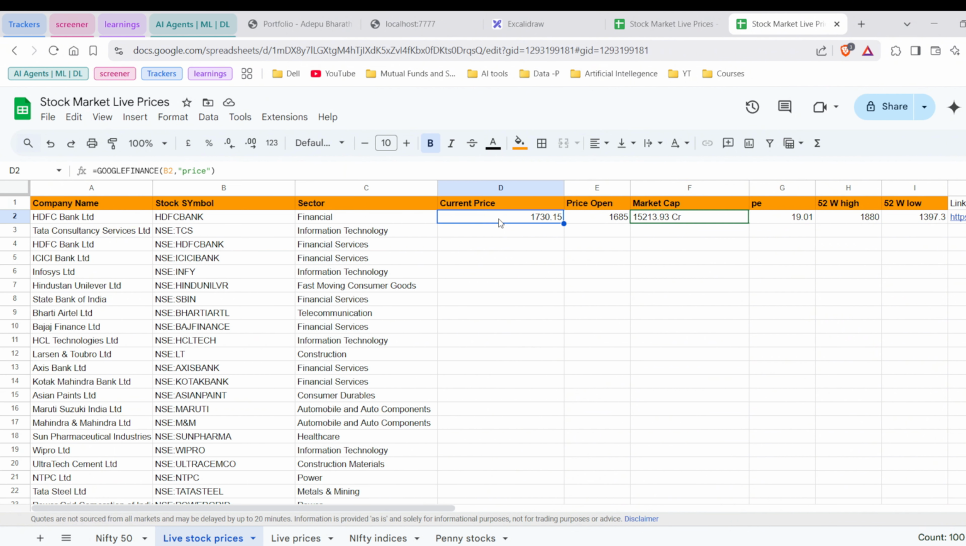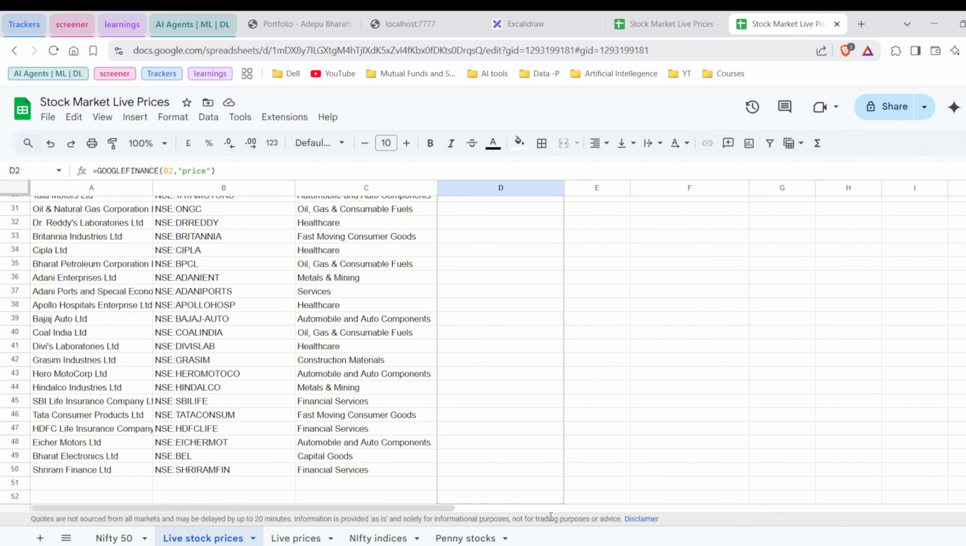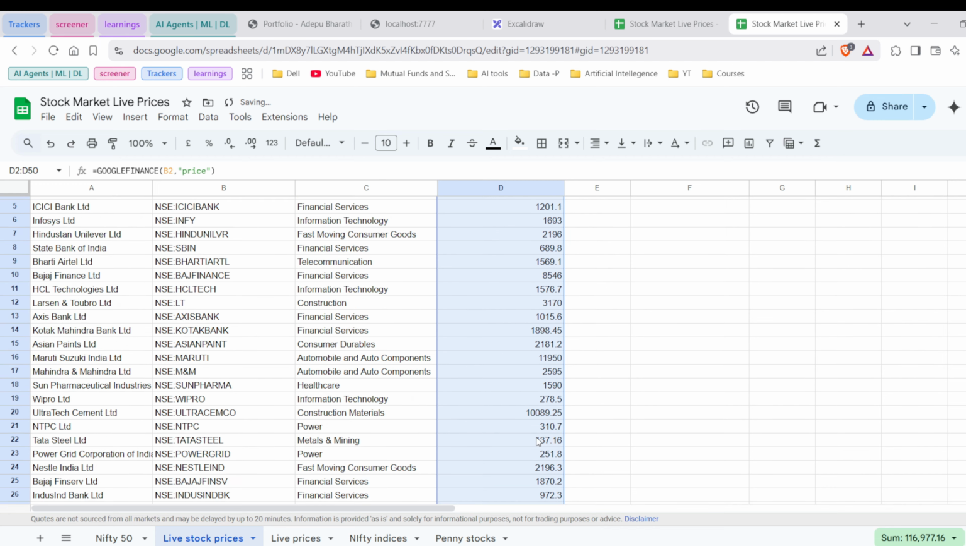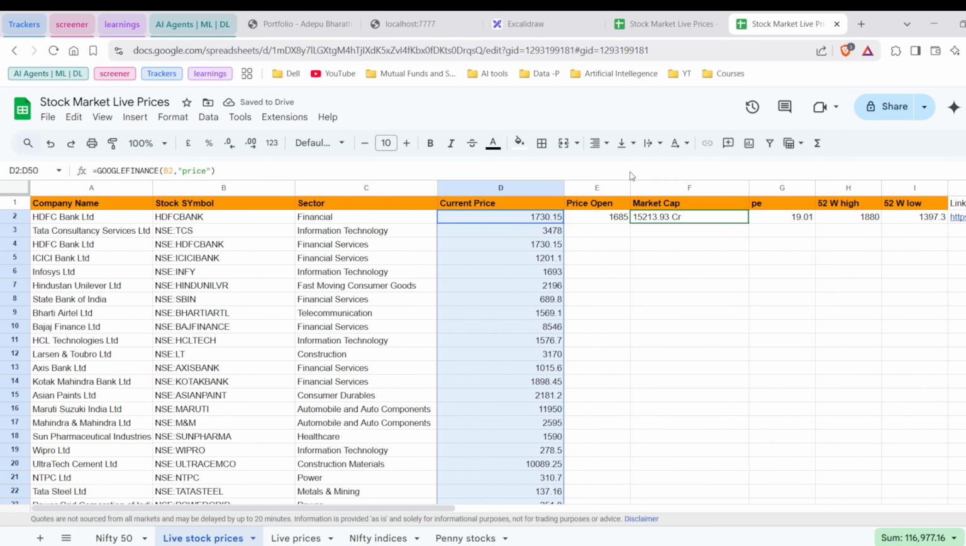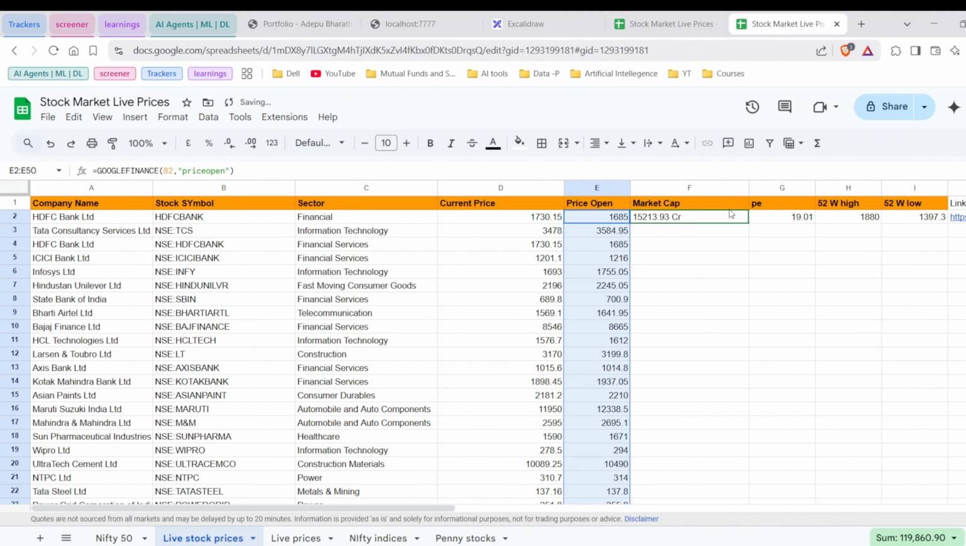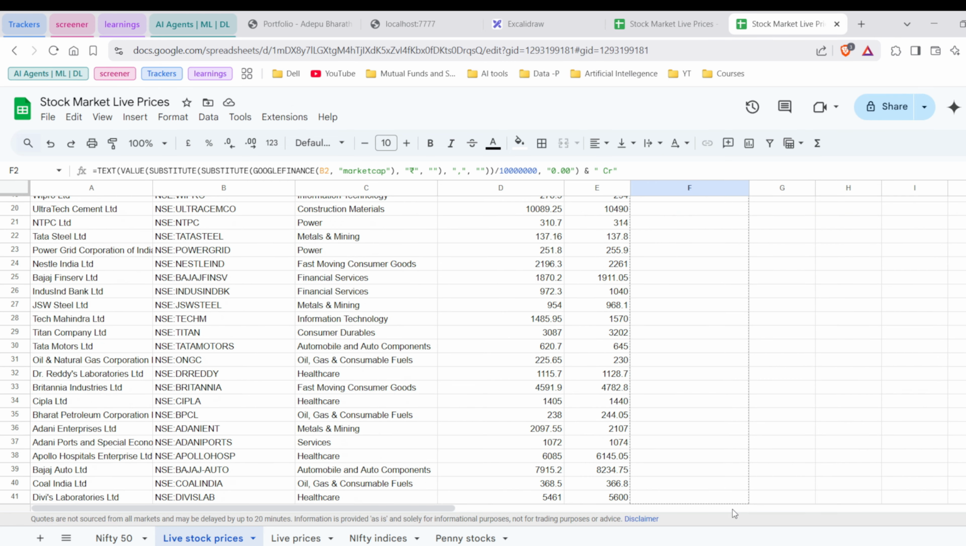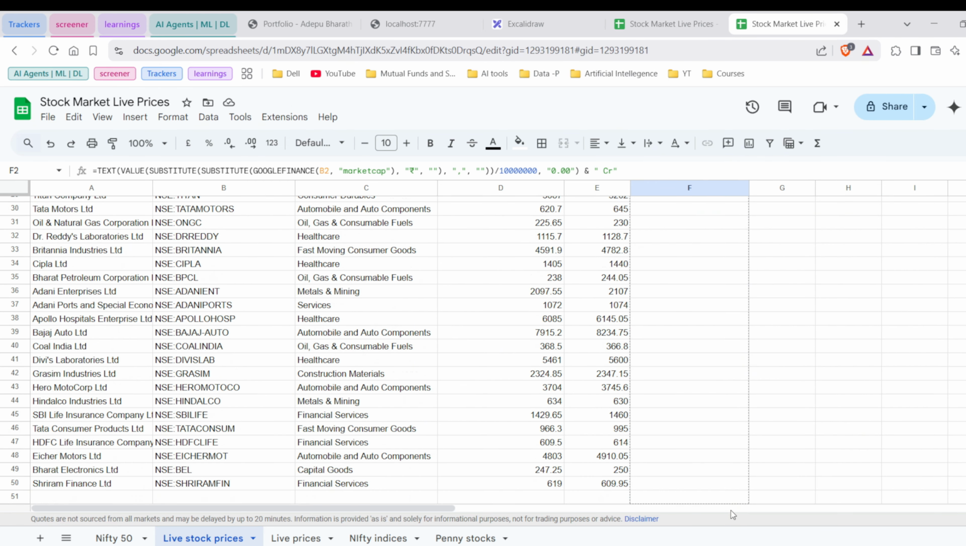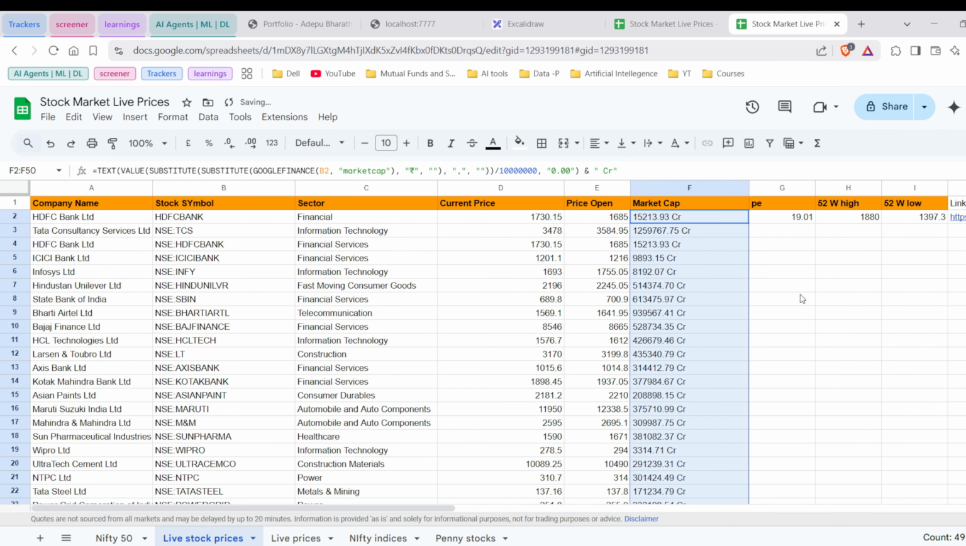So every time we don't need to write the formula for each and every stock. We can directly drag this down to here. You can see we got the values for all these stocks. Like that, drag for price open. Got it. So we got the price open also. Now let's do it for the market cap. Yeah, we got it. Now 3 are remaining.